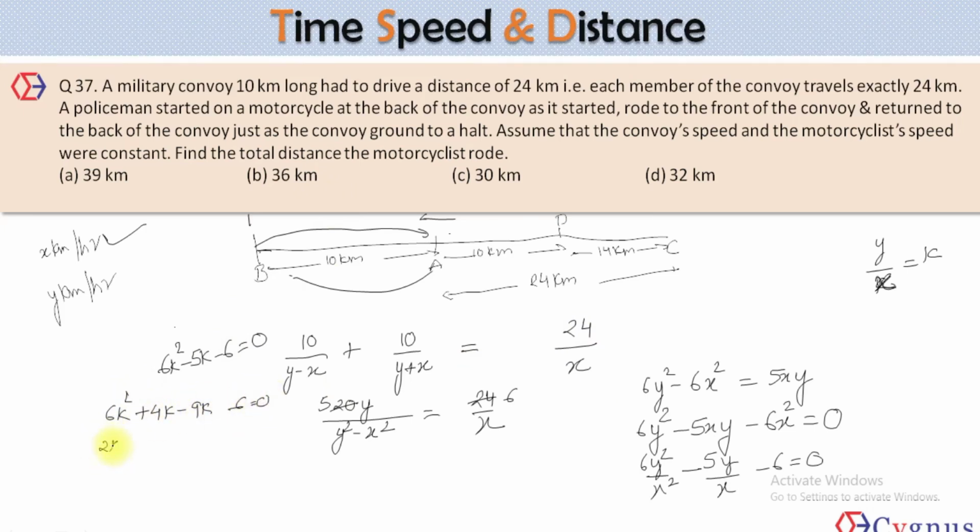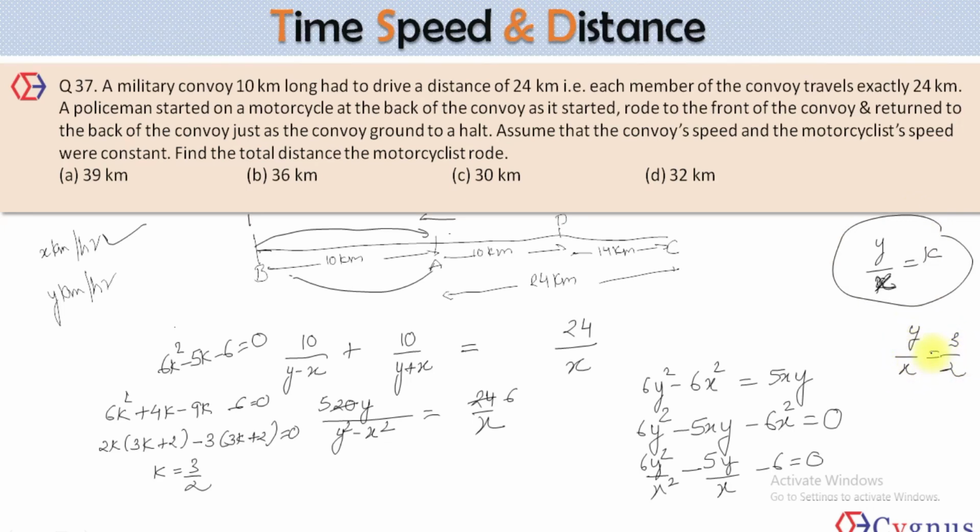What is common here? 2k. So inside the bracket I'll be left with 3k plus 2. And what is common here? Minus 3. So I'm left with 3k plus 2. So I'll get two values of k. One is negative, so I'll take the positive one, that is equal to 3 by 2. And what was k? It was y by x. So the ratio of their speeds will become 3 by 2.